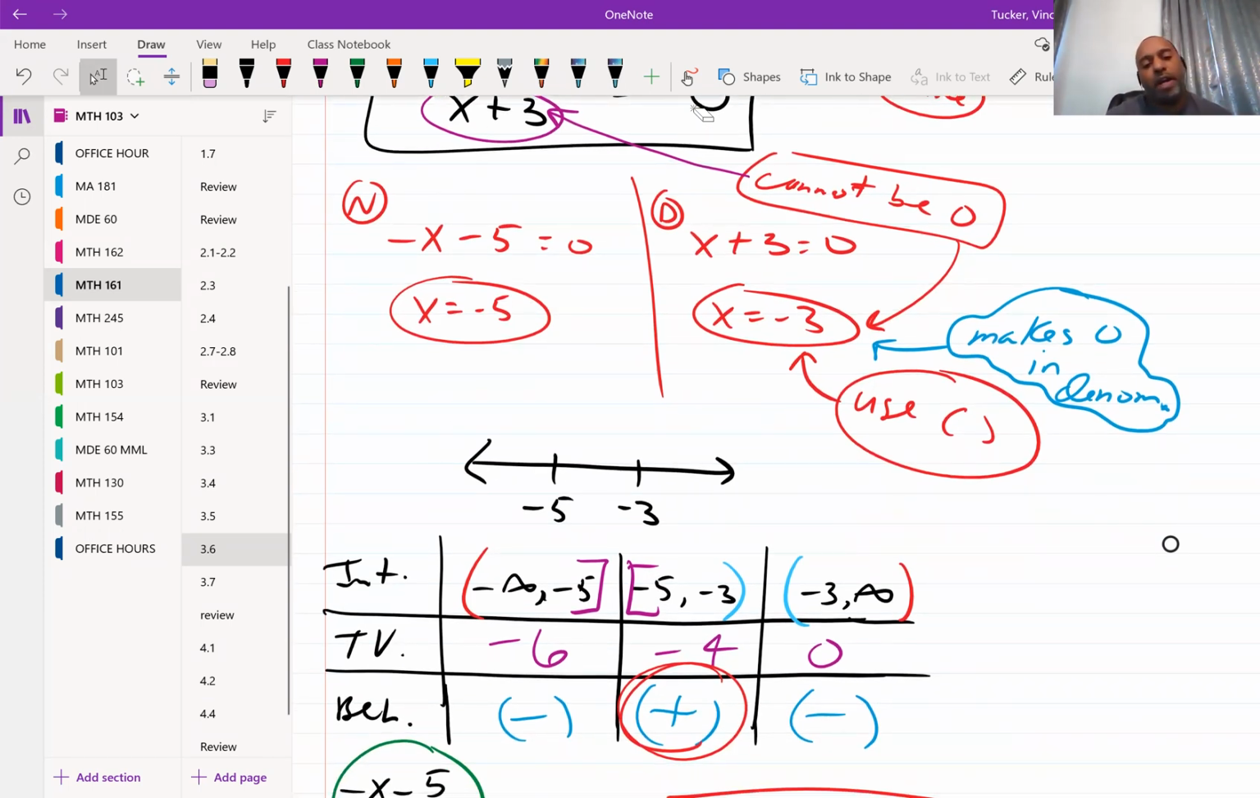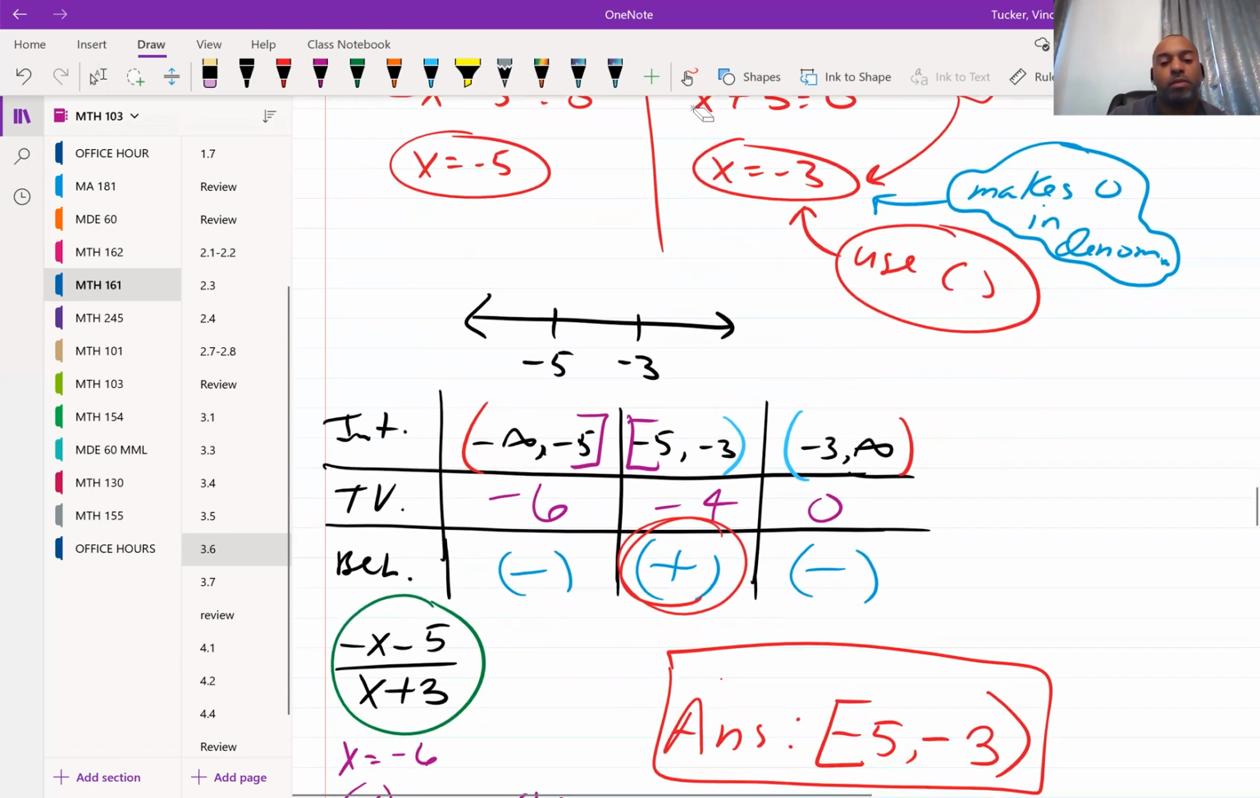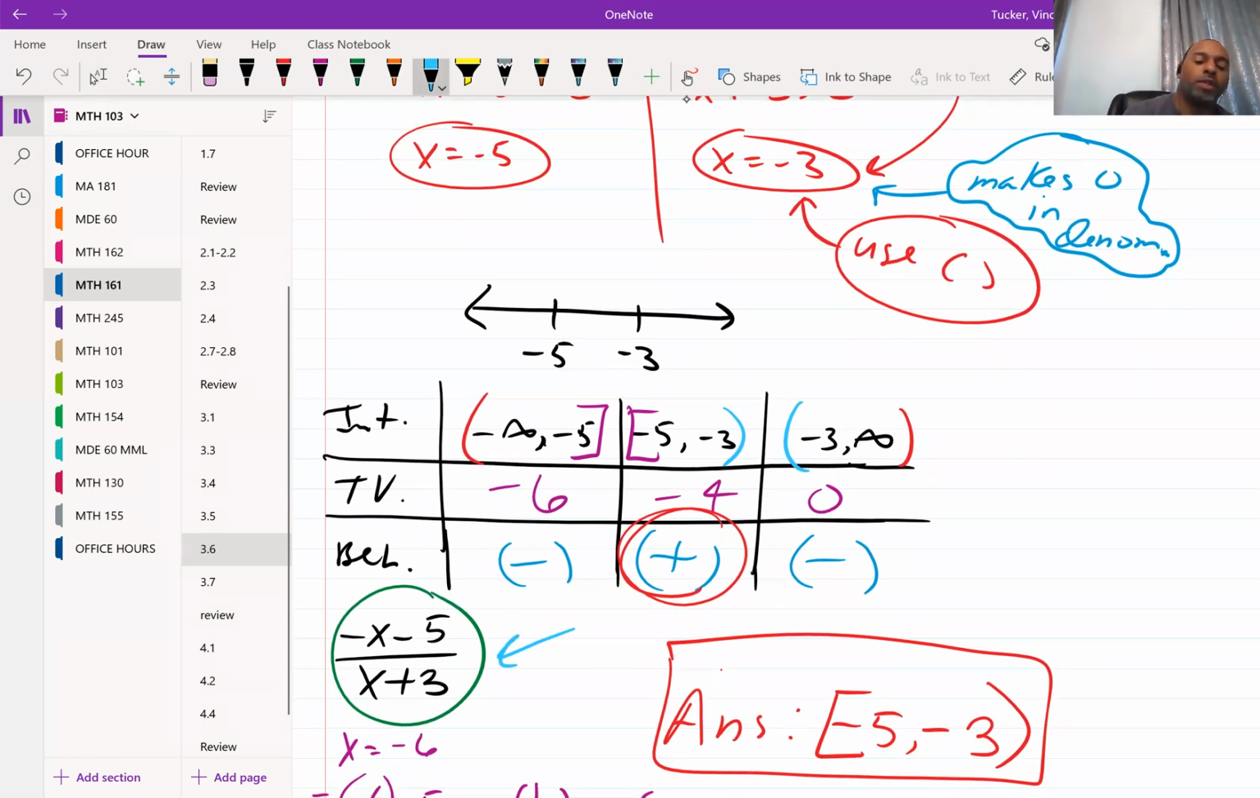So choose your test values: -6, -4, and then 0 is what I chose. Something less than -5, something in between -5 and -3, and then something greater than -3. Remember, I always try to use 0 if I can. It's one of the easiest values to calculate with. We're going to use our most simplified expression, which is -x minus 5 over x plus 3.